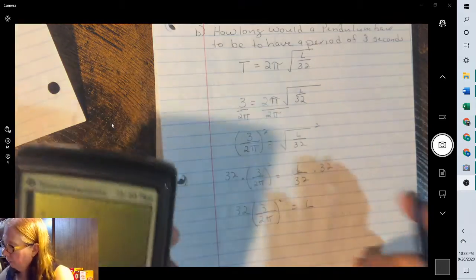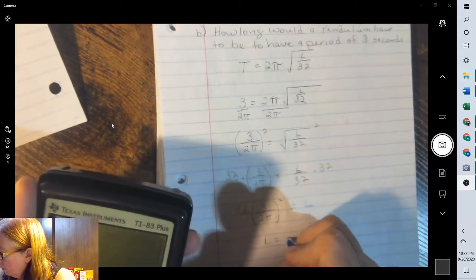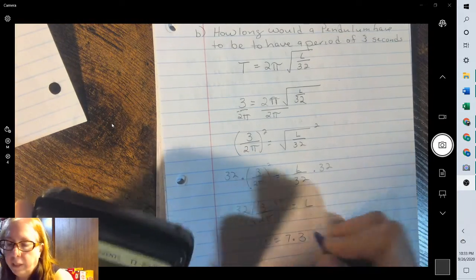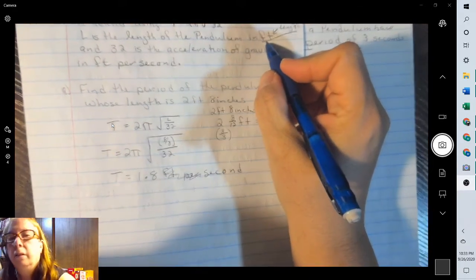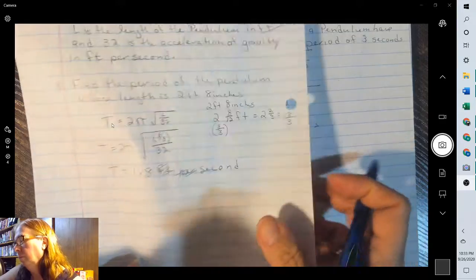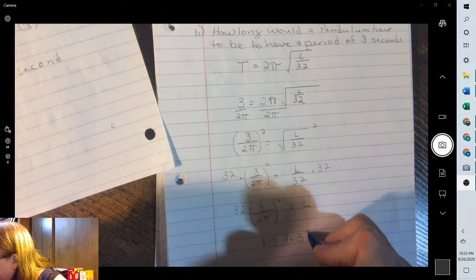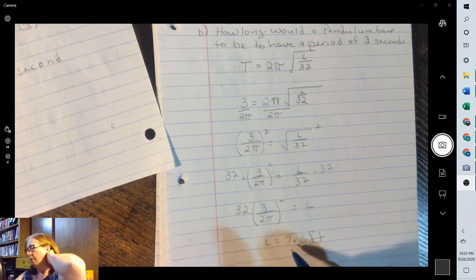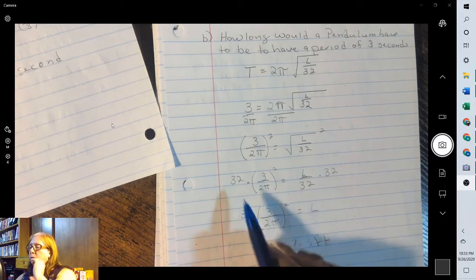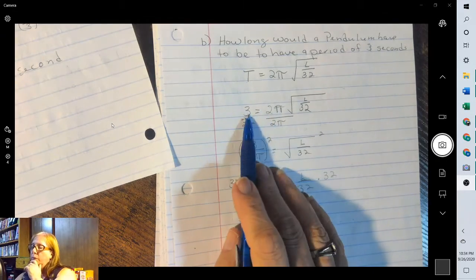7.3 feet, because it was in feet. So if the pendulum is 7.3 feet, it will take 3 seconds for one period.